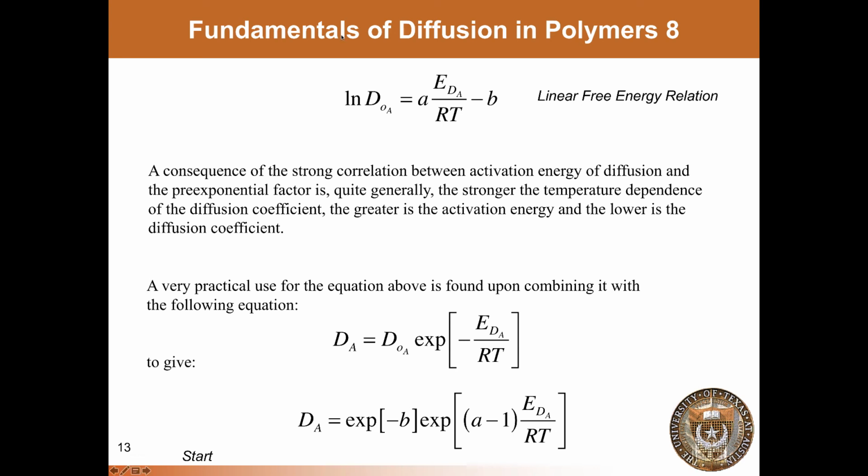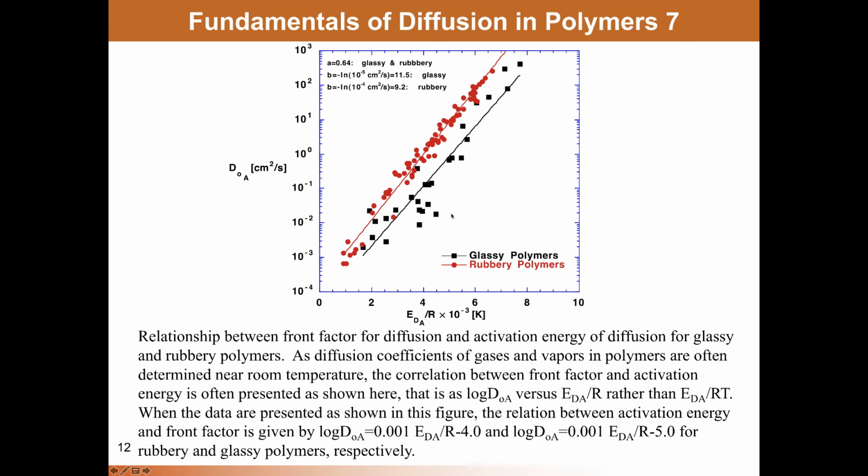A practical use for this is to combine the expression for the diffusion coefficient based on activated state theory with this empirical linear free energy relation, and you get the expression shown here at the bottom of the page. A and B will be known parameters for a given family of polymers. And what it says is that if I measure the diffusion coefficient of one penetrant at a single temperature, I could then calculate the activation energy of diffusion, because A and B are known from these studies from Van Amerongen.